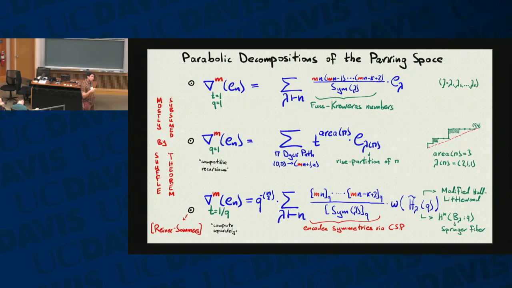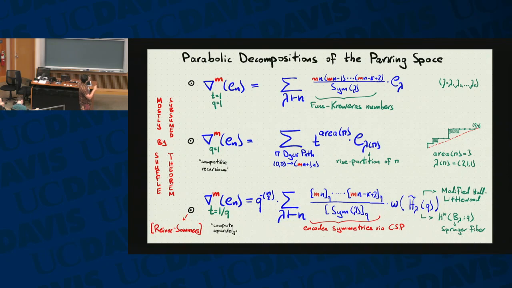Okay, so a lot of the results that I'm doing really are decompositions of the parking spaces for reflection groups. And I want to remind you of a few of the standard ones for the symmetric group. So for the symmetric group, if you take the nabla operator and, okay, I'm sorry, for me, I can barely do one gradient, so we start with 0 gradients.